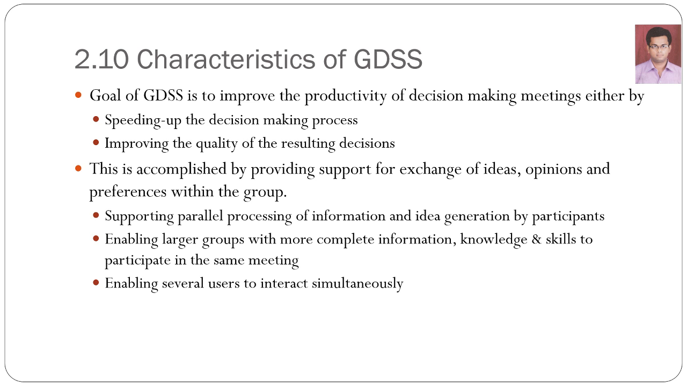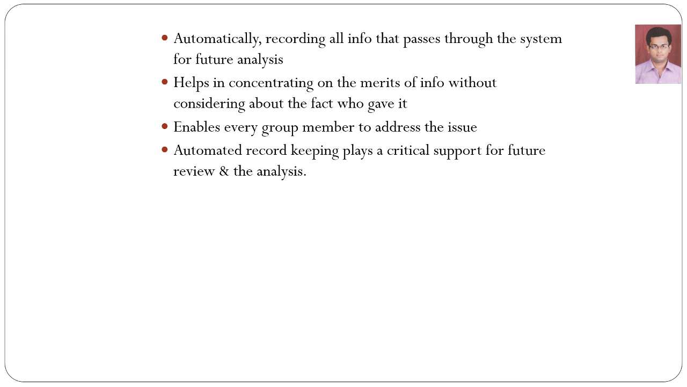The goal of a GDSS is to improve the productivity of decision making meetings, either by speeding up the decision making process or by improving the quality of the resulting decisions. This is accomplished by providing support for exchange of ideas, opinions, and preferences within the group, supporting parallel processing of information and idea generation by participants, enabling larger groups with more complete information, knowledge, and skills to participate in the same meeting, enabling several users to interact simultaneously, and automatically recording all information that passes through the system for future analysis.